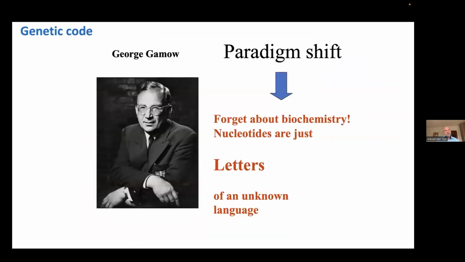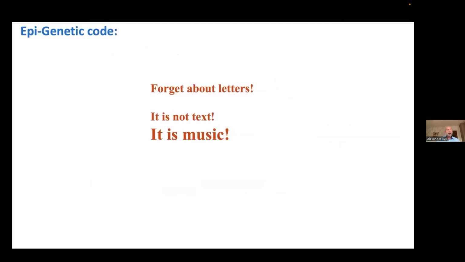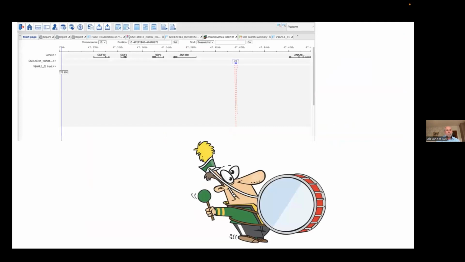And here we see like a paradigm shift, like when basically the genetic code was discovered after George Gamow said, forget about biochemistry. All these nucleotides are just letters, and it is a text, and we have to find the language of that text. So here we can say, forget about letters. It's not a text, it's a music, and it goes in parallel. And that's maybe the main principle of the genetic code.